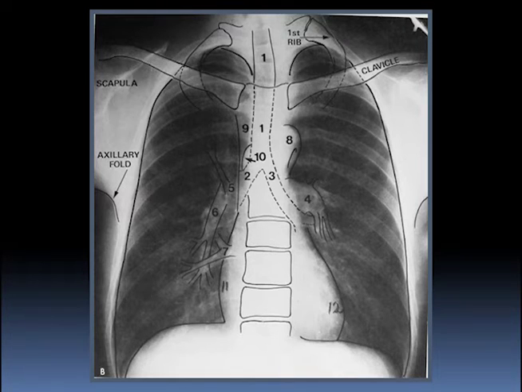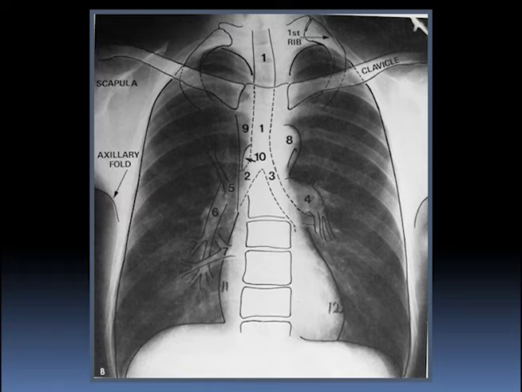All right, I'll just give you a minute here. This is just a sort of quiz, and we can look at this, and I'm going to ask you what number 1 is. Number 1 is the trachea. Number 2? Number 2 is the right main stem bronchus. Number 3? Number 3 is the left main stem bronchus.